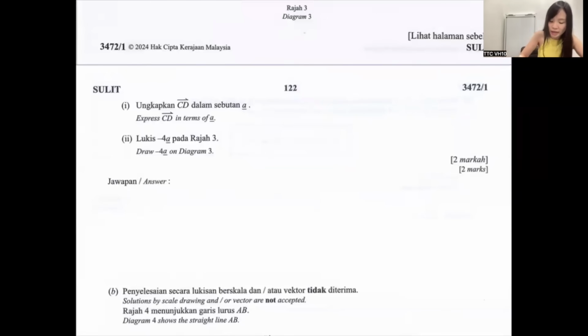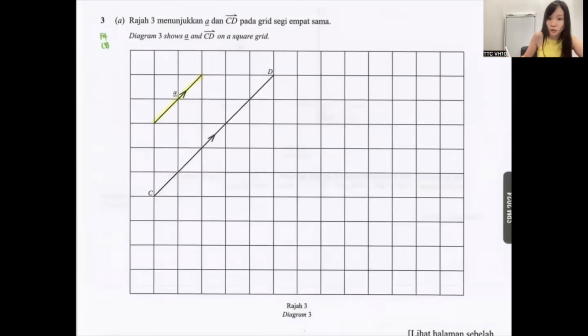The first one, they say express CD in terms of a. So guys, they want me to find CD in terms of a. I show the working here because I'm scared you guys couldn't really see the bottom one. So how do I do it, my dear? This is 1a, so I just need to count. CD actually contains how many a? You can do the working, but actually I think by looking at it you can also see, right, my dear?